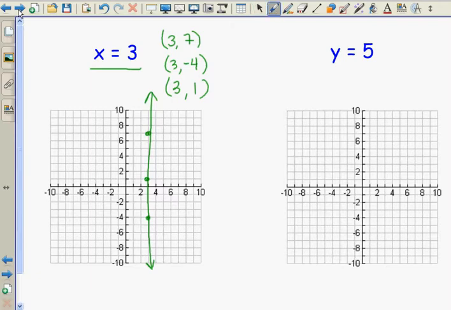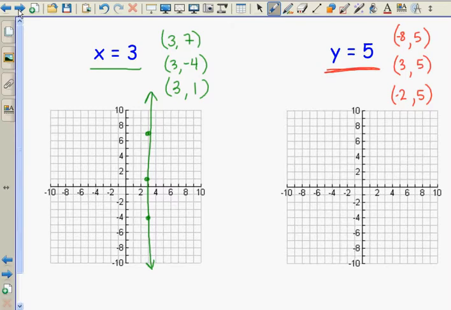Okay. So again, when there's just one variable, it's going to be horizontal or vertical. I do not need you to memorize that. I just need you to know that when you see one of those, just make a few ordered pairs that satisfy that equation. So in this one, all the y values are 5. And I can pick whatever x value I want because all of those points will satisfy that equation since their y is 5. So let's just make up some numbers.